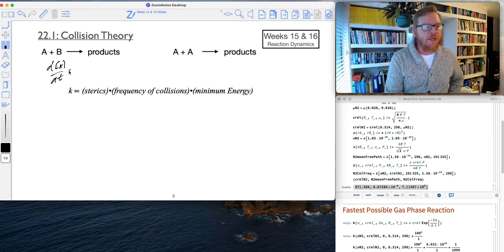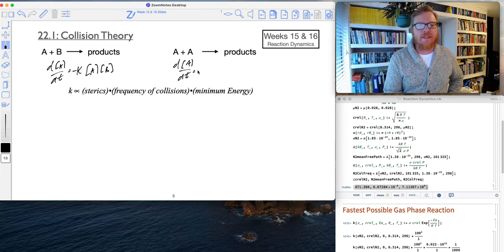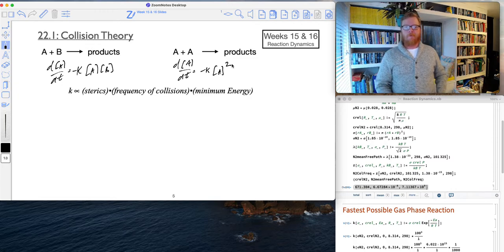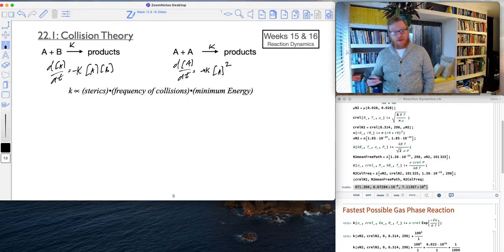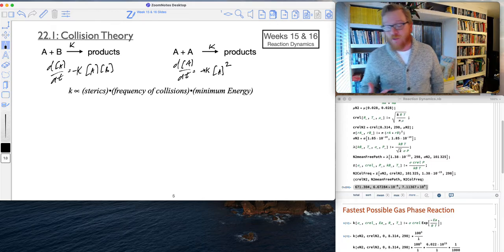Let's remind ourselves, both of these are second order reactions. This one is negative k times A times B, and it would be the same rate if I said dB/dt. In this one, dA/dt is going to be negative k times A squared. And if we really start to think, what is this rate constant? Is there something more fundamental going on?